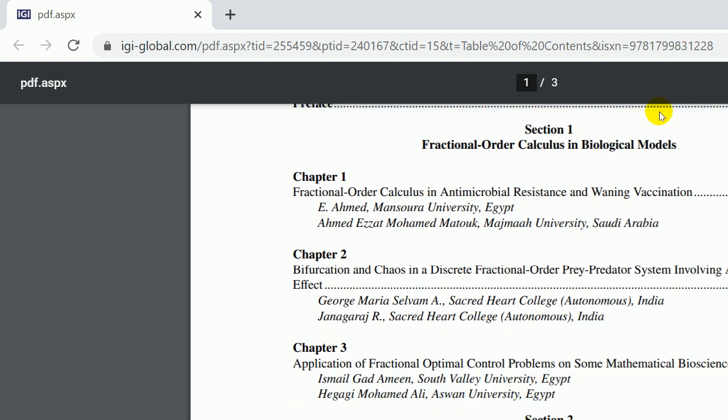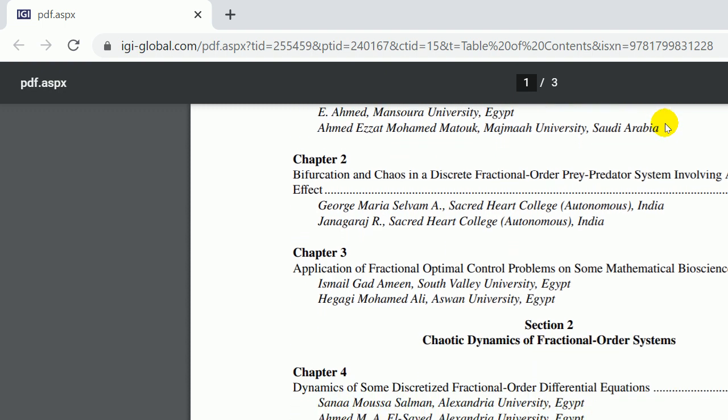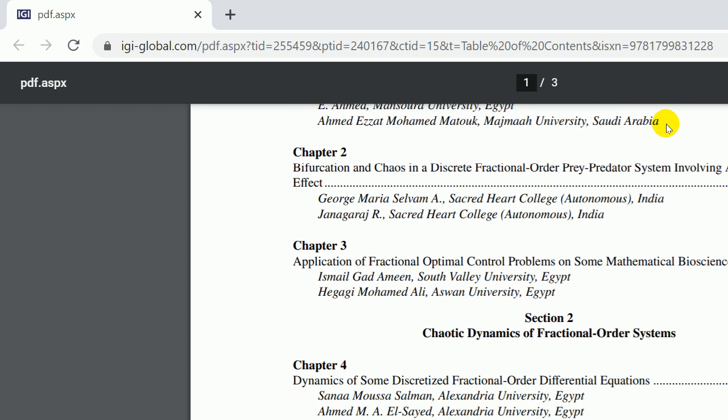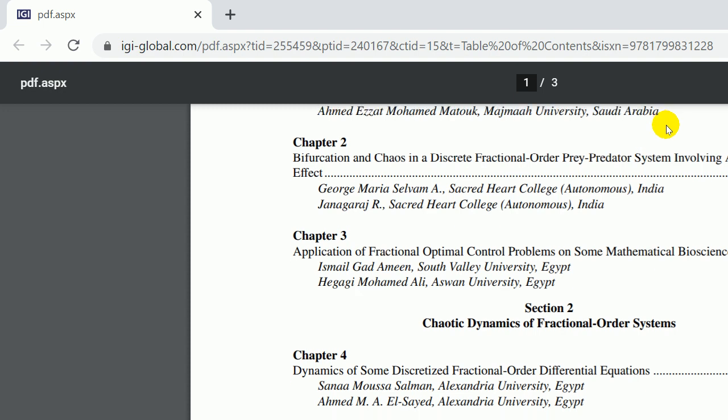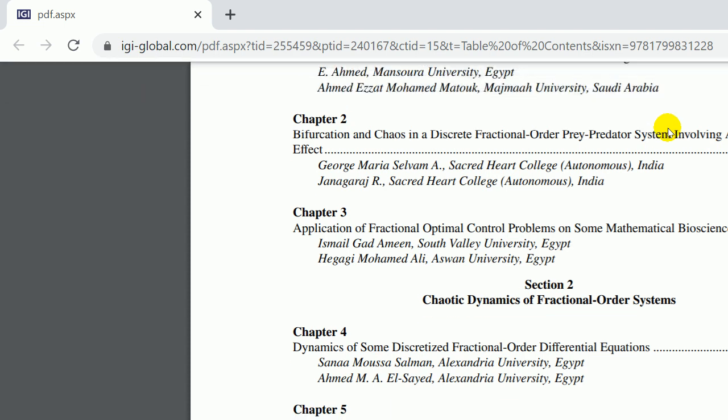Chapter 2 is by Professor Georgi Maria Silva and Professor Jan Giraj. They studied a discretized fractional order model of a prey predator system. Chapter 3 is by Professor Dr. Ismail Gad Amin and Dr. Haggagi Muhammad Ali, and they studied applications of fractional optimal control problems on some mathematical bioscience.